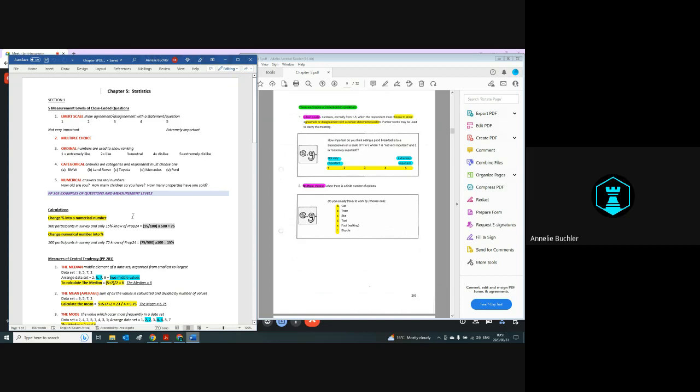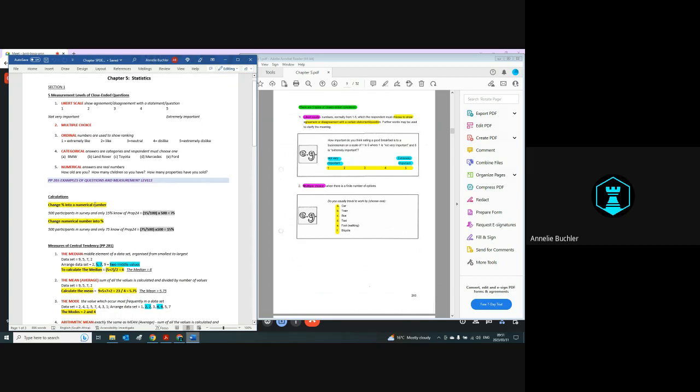Then we're going to do calculations. This is very important because they do ask you this. Change a percentage into a numerical number. Let's say you have 500 participants in a survey, and only 15% of those 500 participants know of Property 24. Okay, this is how you're going to calculate it.